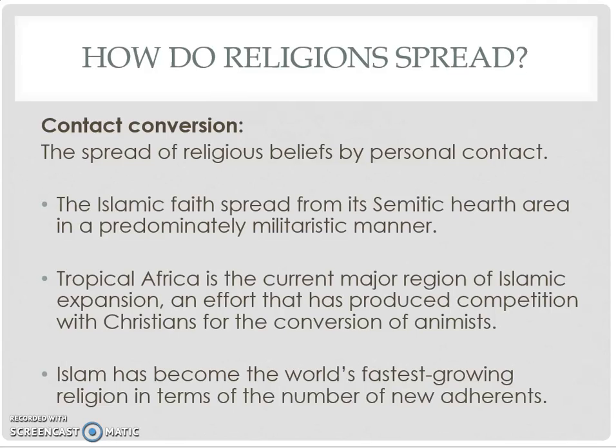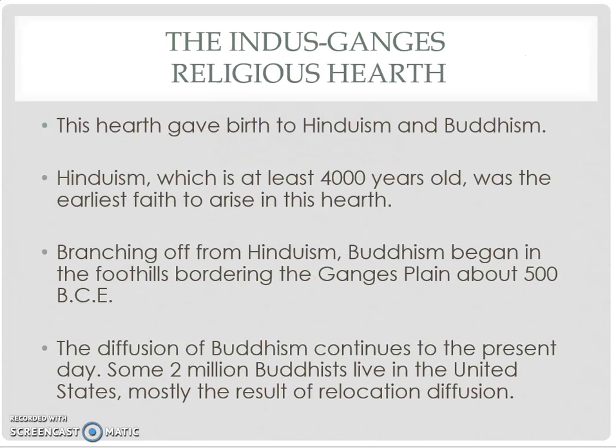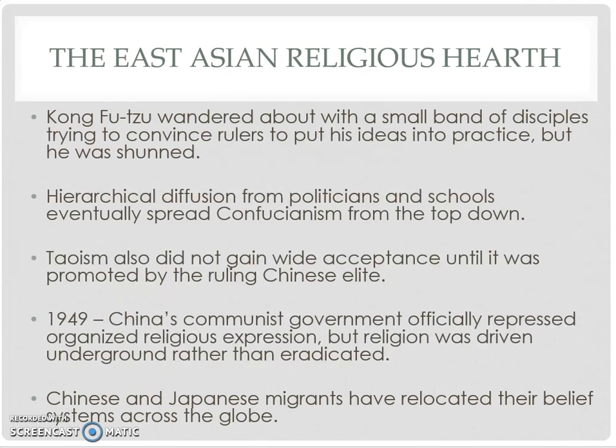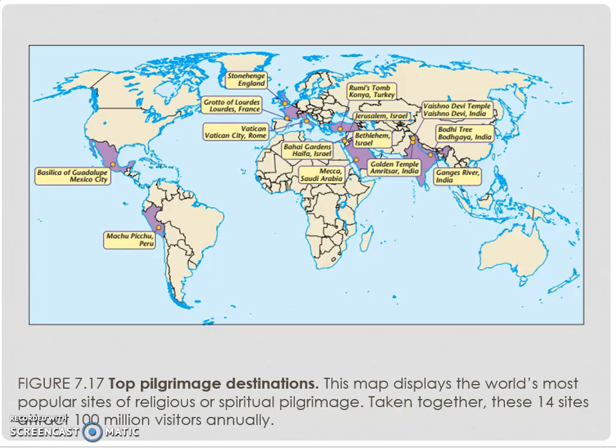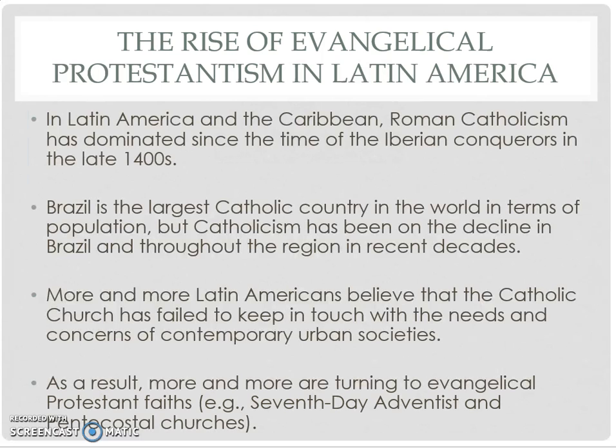Contact conversion, coming in contact. A lot of that was through colonialism. East Asian religions, we talked about Taoism, Confucius, small disciples, convince rulers to put his ideas into practice. Confucianism, Taoism, talked about those. Pilgrimages, journeys to a place of religious importance, usually blocking off a specific amount of time. Travel, like we talked about Mecca in Saudi Arabia, which we see right here in this slide. And globalization, so globalization frequently means spreading or going throughout the world.